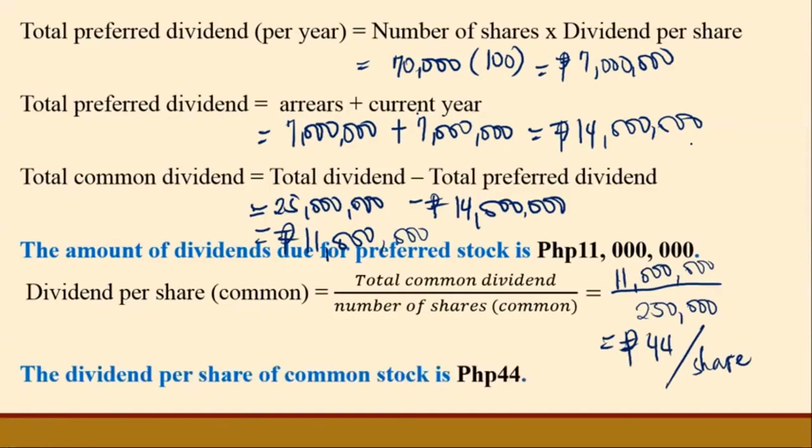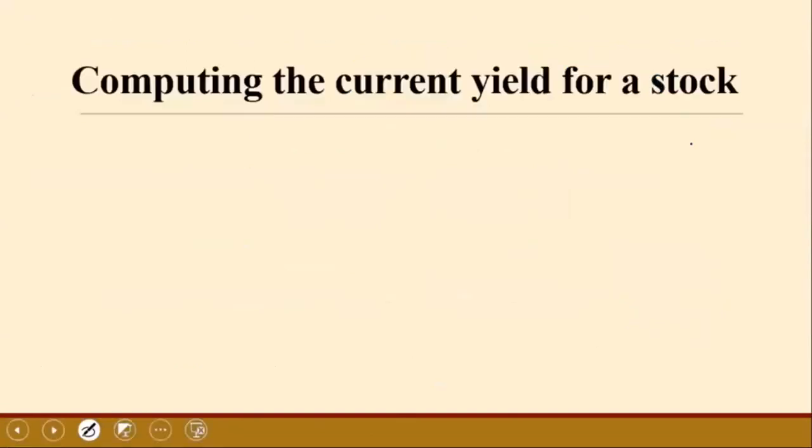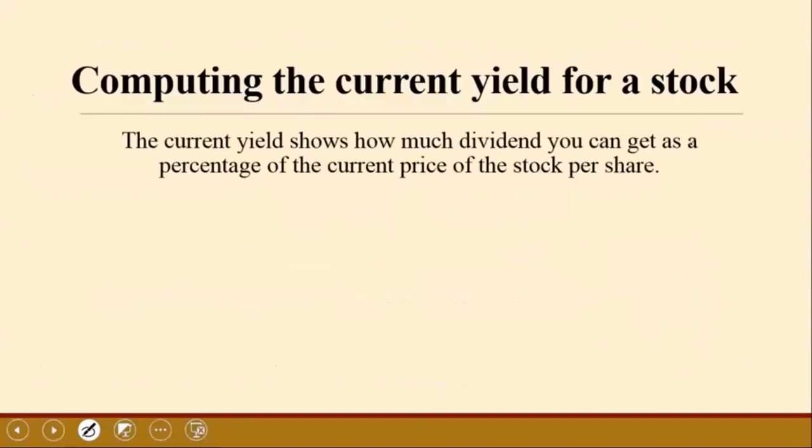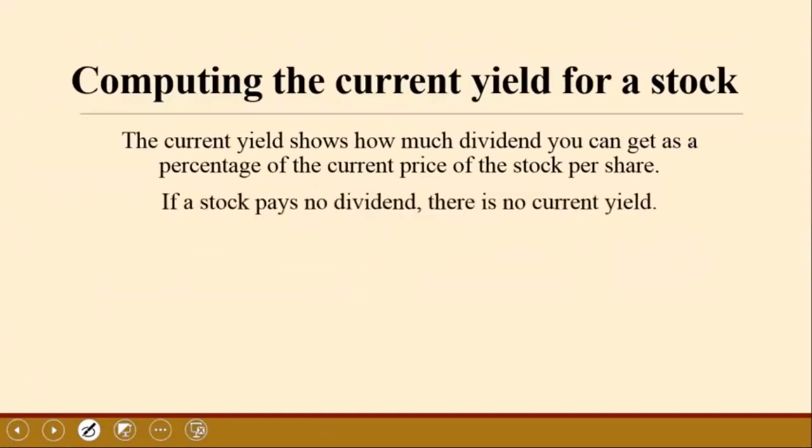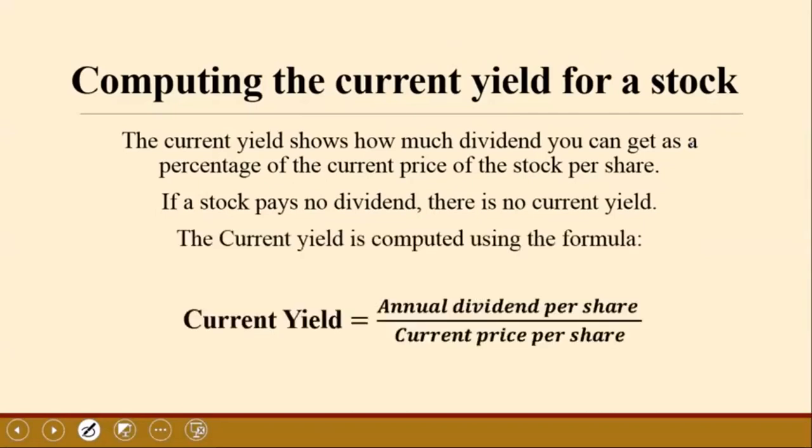Now computing the current yield for stock. The current yield shows how much dividend you can get as a percentage of the current price of the stock per share. If a stock pays no dividend, there is no current yield. The current yield is computed in this formula: current yield is equal to the annual dividend per share over the current price per share. Okay, let us have an example.